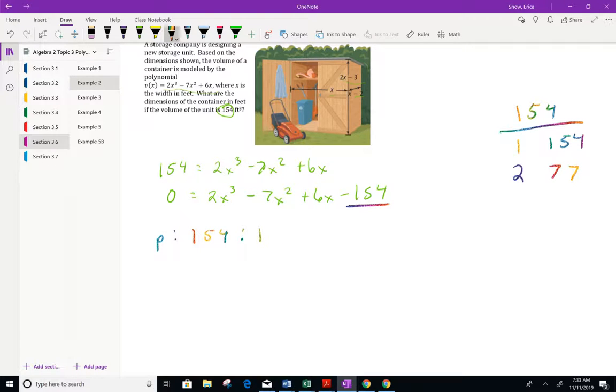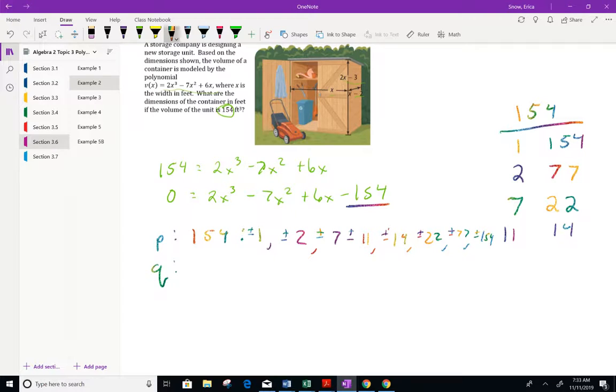77. So that kind of clues me in that we're going to have 7 and 22 and 11 and 14, and that's going to be it. So those are all of our factors of 154. So we've got plus or minus 1, plus or minus 2, plus or minus 7, plus or minus 11, plus or minus 14, plus or minus 22, plus or minus 77 and plus or minus 154.